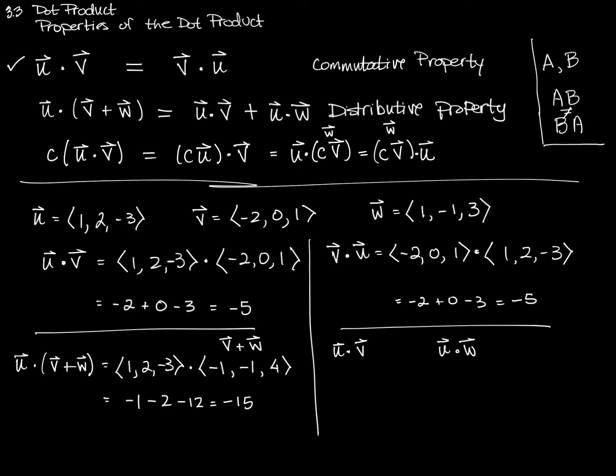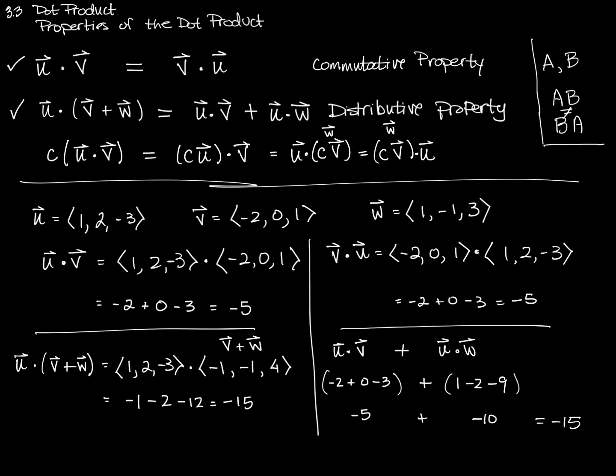U dotted with V is going to be 1 times -2 plus 2 times 0 plus -3 times 1. That will give me -5. U dotted with W would be 1 times 1 plus 2 times -1 plus -3 times 3. That's -9. That gives me -10. When I add those results together, I get negative 15, which is the same thing as I had over here. So that second property seems to hold.